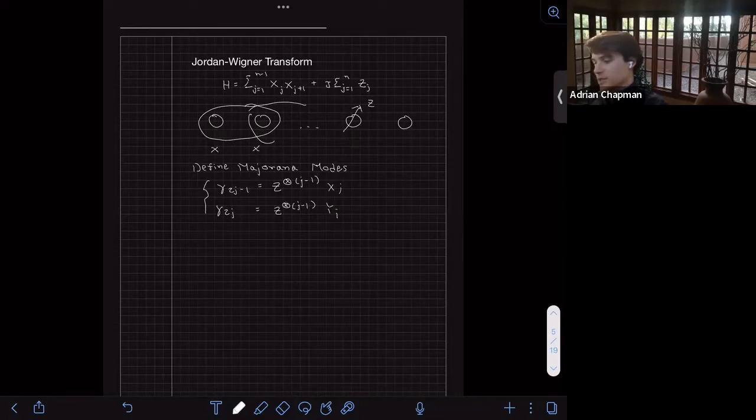And then the index, whether it's the jth odd number, tells me that there's an X on the jth spin, or if it's the jth even number, it tells me it's a Y on the jth spin. So these are how I define the Majorana modes. They satisfy what are called the canonical anti-commutation relations.